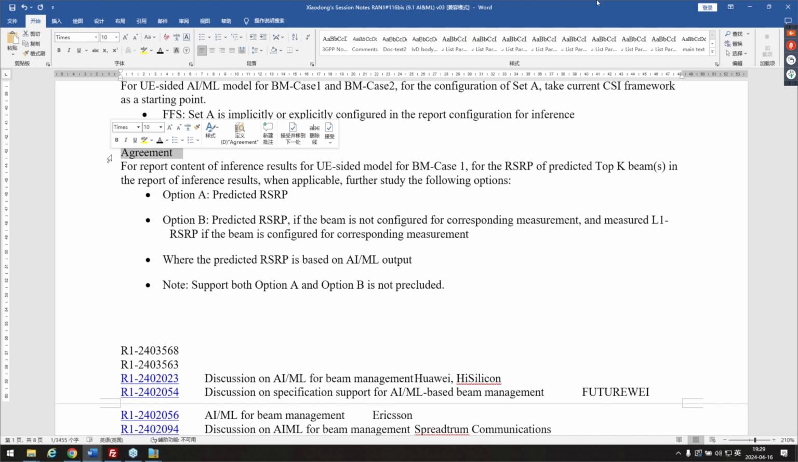Yeah, I have one question about option B. In my understanding, either predicted L1-RSRP or measured L1-RSRP is to be reported, so it is not an "and" but an "or", right? Is that common understanding? Because if the conditions are non-overlapping, why can there not be an "or"? One is UE not configured, and another one is UE configured.